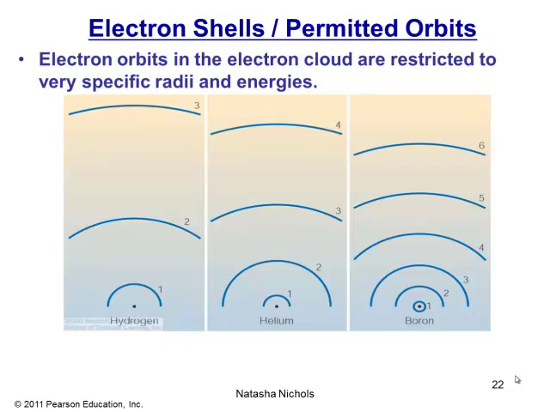Isotopes of the same elements have nearly the same pattern because they have the same number of protons. However, ionized atoms have orbital patterns that differ from their non-ionized forms. So the arrangement of permitted orbits differs for every kind of atom and ion. The one we're going to concentrate on in this class is the most basic atom, which is hydrogen.